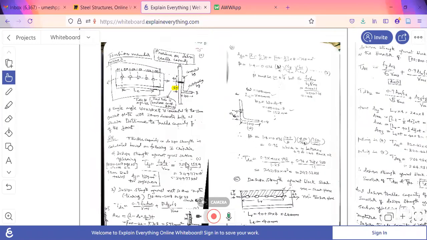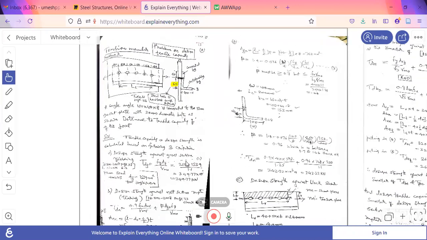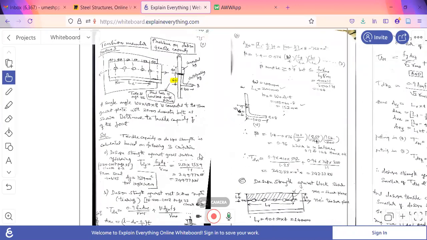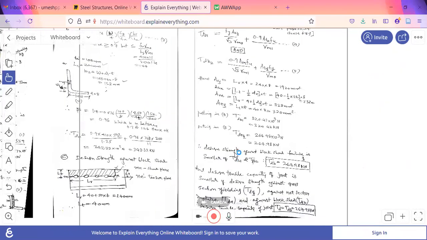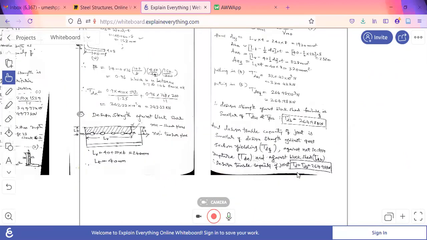Actually, I wanted to solve a complete example, a complete analysis problem. It runs into 3 pages here. It ends here actually. Finally, we get the value of the tensile force carrying capacity of the tension member.